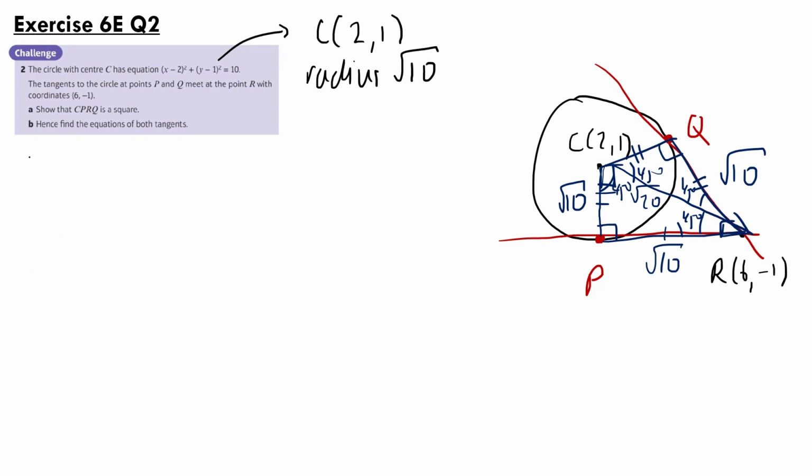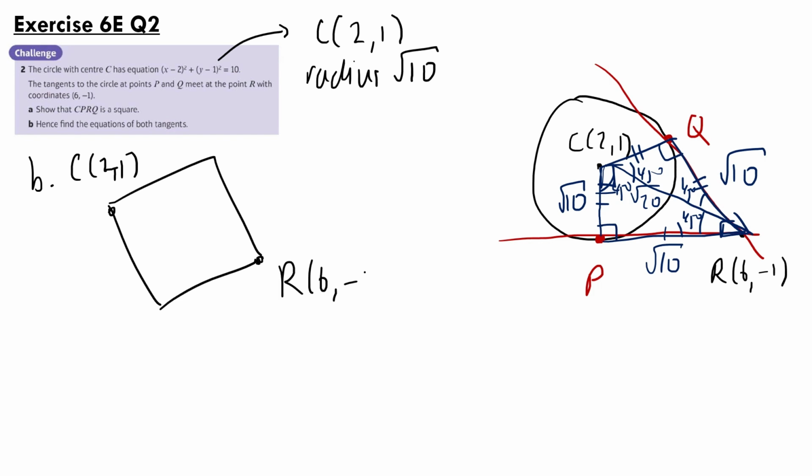And now we've shown that CPRQ must be a square because it has 4 equal sides with 4 right angles. Okay, for part B, hence find the equations of both tangents. So to do this, we can find the coordinates of the points P and Q using the fact that CPRQ must be a square. So the square will look something like this, where we have C (2, 1) up here, and R (6, −1) down there. And we know that CR must be the diagonal of the square.